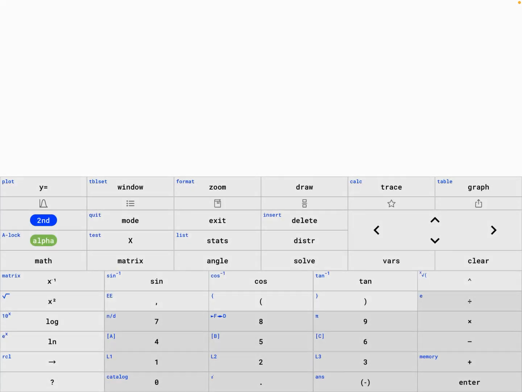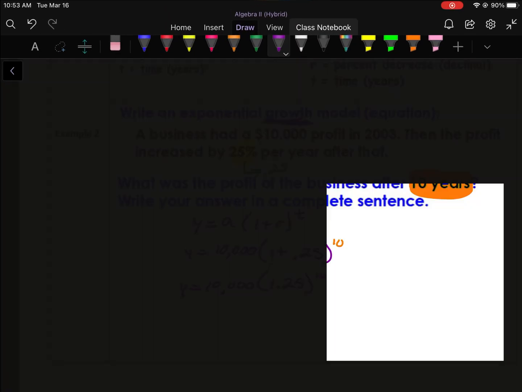If you go over to your calculator, you type that in. So we had 10,000, and then in parentheses 1.25. And if you want to do any exponent, you click this little caret off to the right underneath the clear button, and it allows you to type in any exponent we want, to the 10th power. Hit enter, and there you go, 93,132.